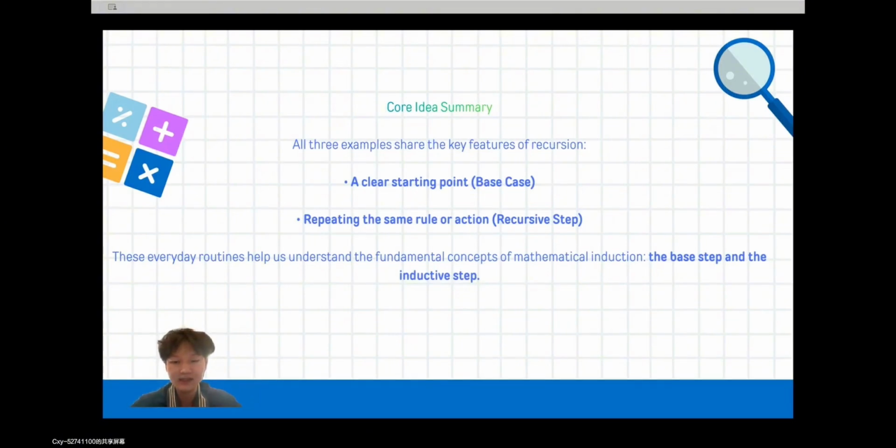These daily cases help us grasp mathematical induction easily. The base step matches our starting points and the inductive step mirrors repeating the same rule. Recursion and induction are not abstract math. We can see their full logic in ordinary daily life. That's all about my part.